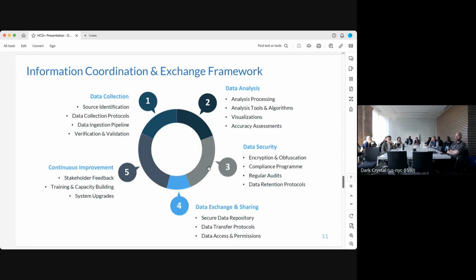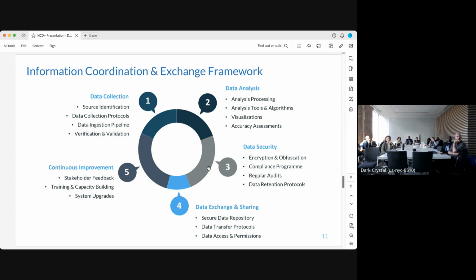Okay, so as I mentioned, information coordination and exchange is a key thing, because as we discussed over the past couple of days, interoperability is a key issue now, and also traceability of that process. So things around the collection and analysis side, where there are clear audit trails, everything is being documented according to a strict regime in terms of identifying the information sources, data collection protocols, as well as how that data is ingested into the various pipelines, all the way down to how that information is verified and validated by those collecting it.